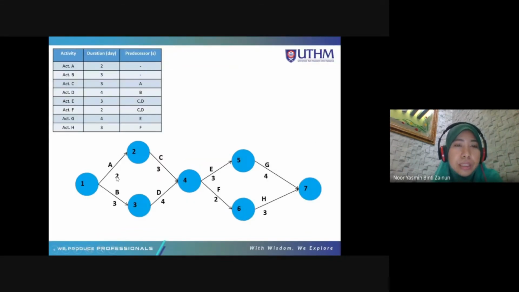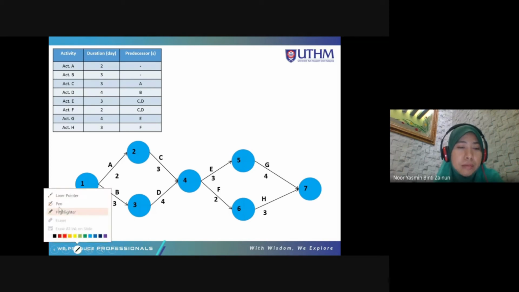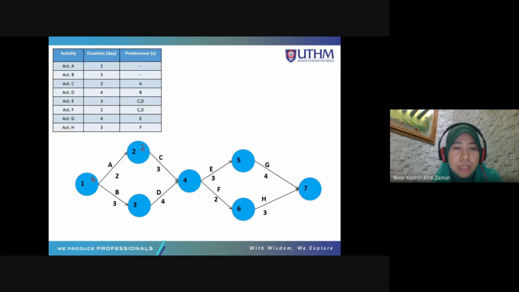So A 2 days, B 3 days, C 3 days, D 4 days, E 3 days, F 2 days, G 4 days, and H 3 days. Okay. After that, calculate the forward pass. Okay, forward pass. Put here 0. 0 plus 2, 2. Okay. 0 plus 3, 3. And then there are two arrows coming at node number 4. So you have two choices. For forward pass, choose the biggest value.